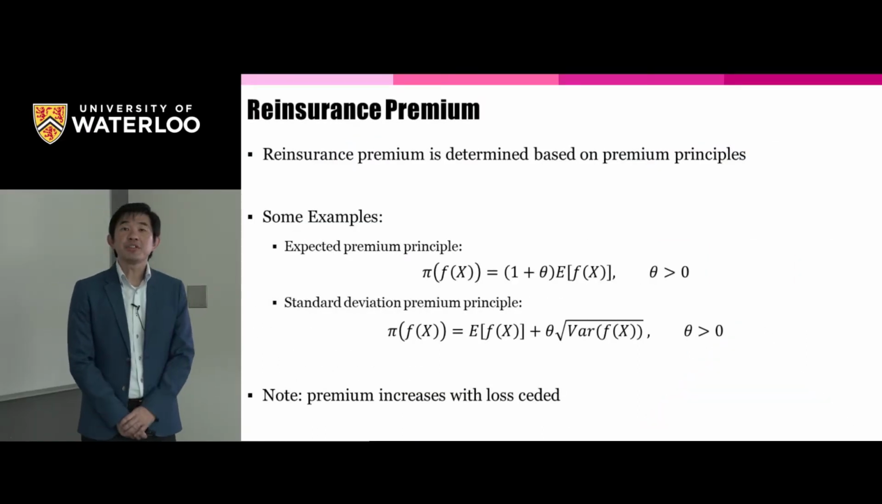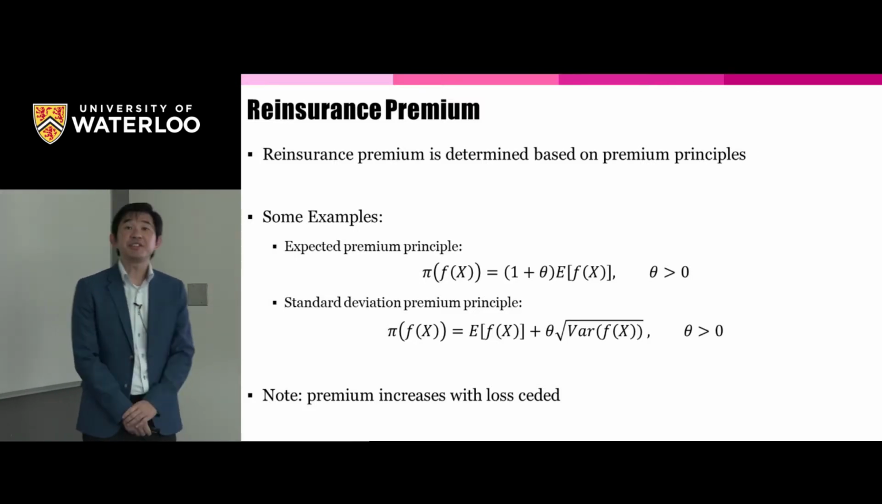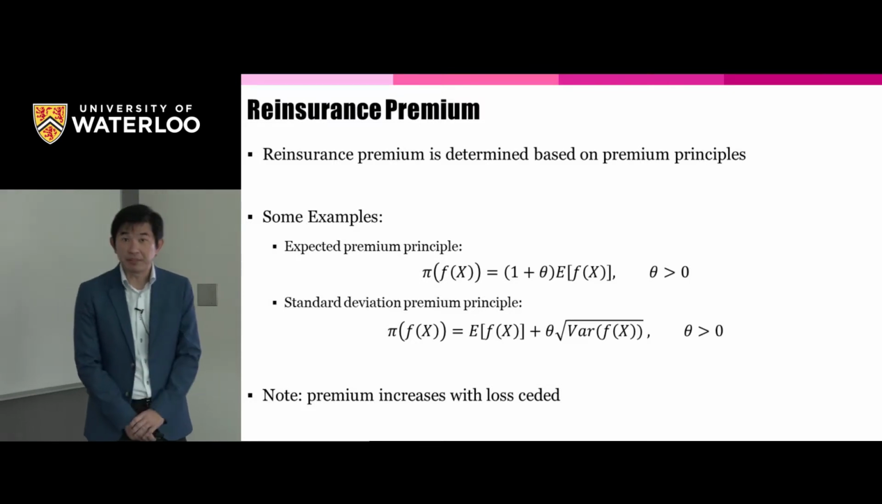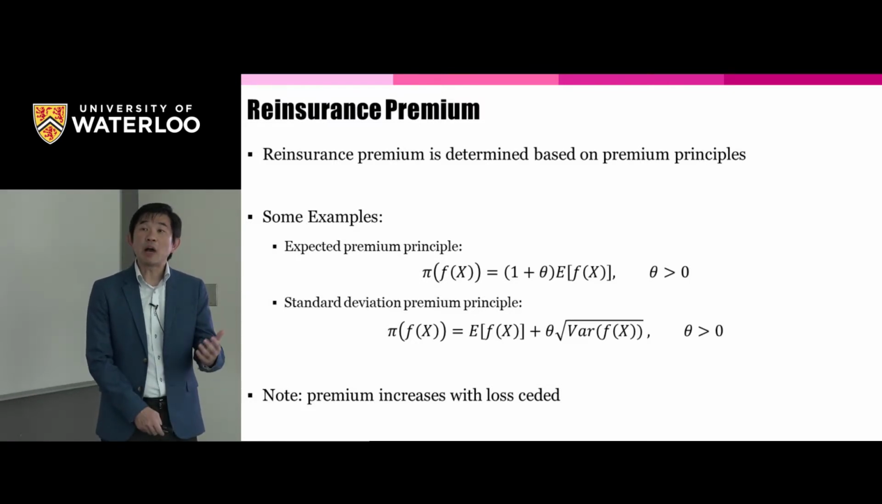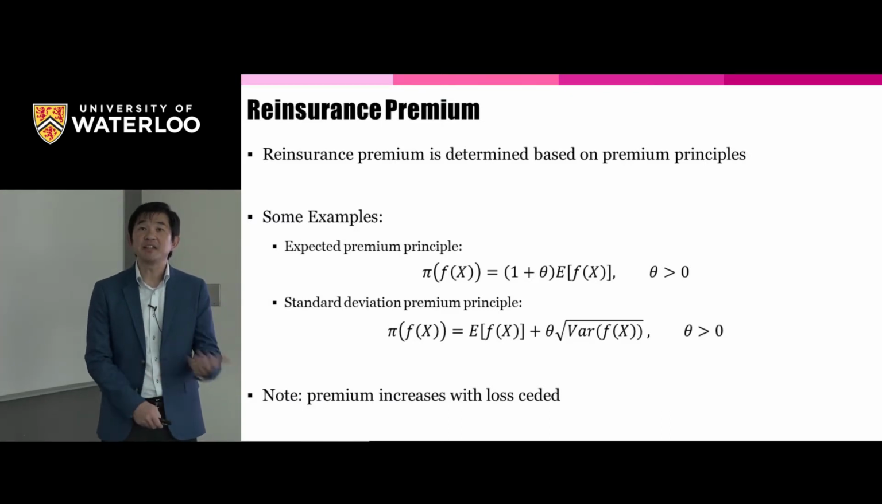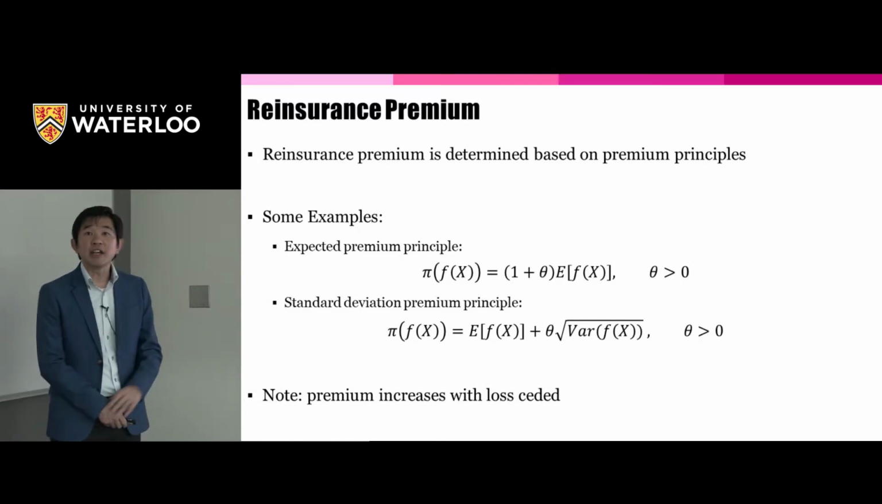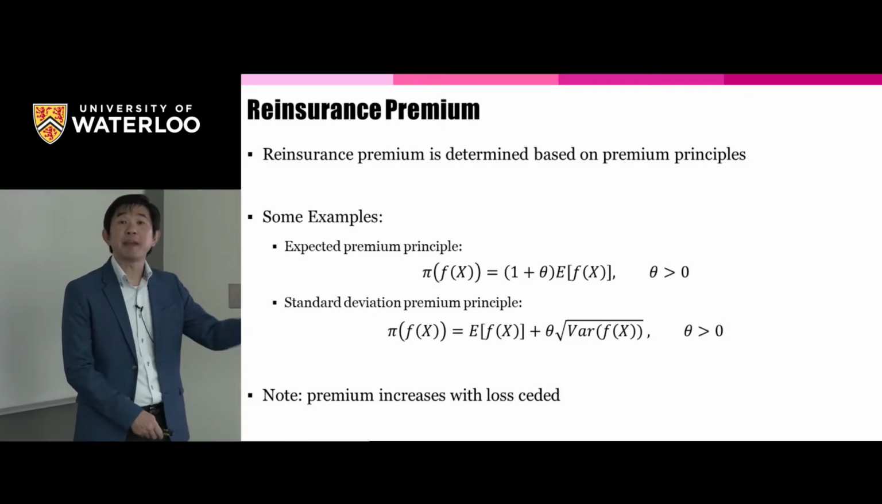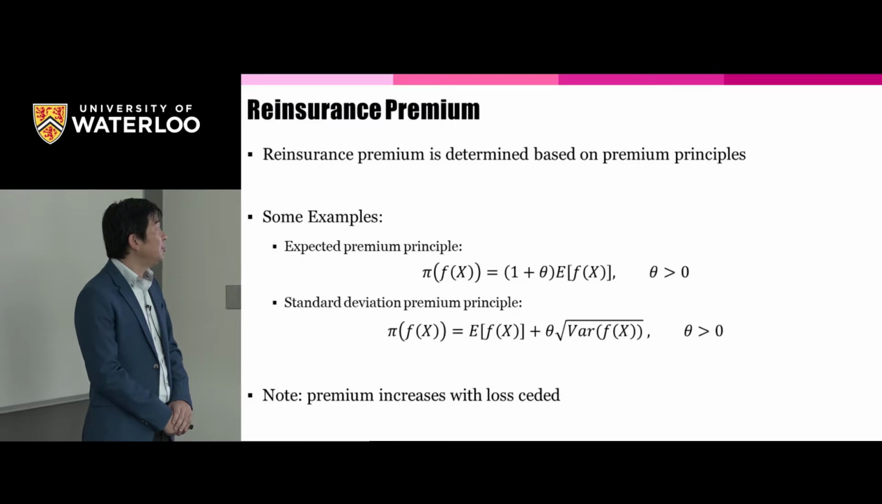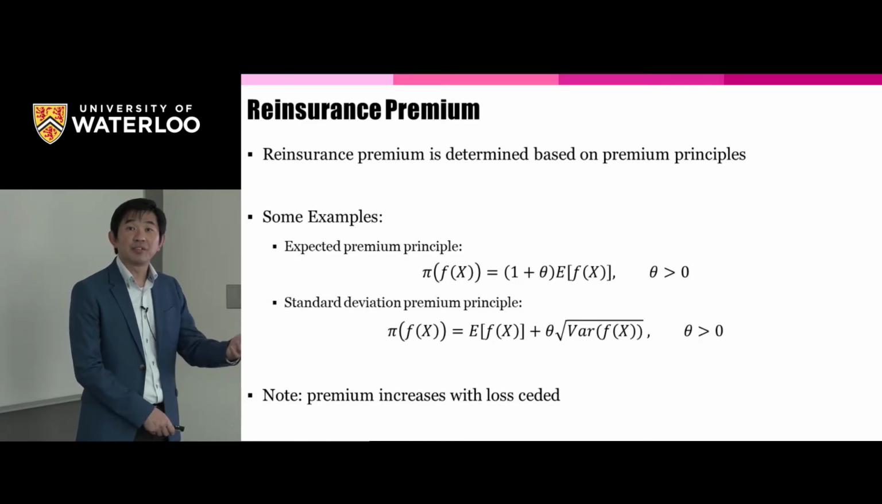Next, let us consider how we determine the reinsurance premium. In many cases, this is determined by the so-called premium principle. And here, I will just list two of the most standard premium principles, known as the expected premium principle and the standard deviation premium principle. For the expected premium principle, the premium is essentially proportional to the expected payout. Note that theta is greater than 0. This is known as the safety loading factor to reflect the administration cost and the profitability of the insurance company.